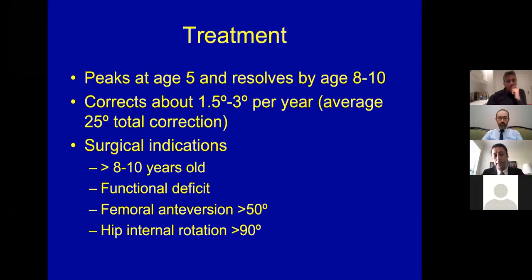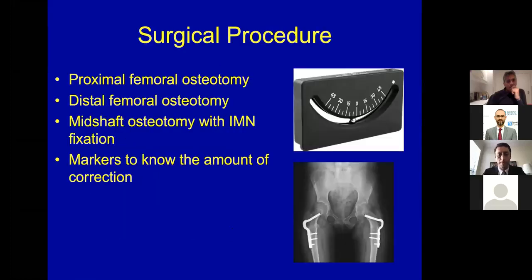If the kid is asymptomatic, has no problems, runs, is active, there is no indication for surgical intervention. So functional deficit: the patient has anterior knee pain, has limitation, or femoral anteversion over 50 degrees with marked deformities, or a patient with hip internal rotation over 90 degrees. And also, if you are not expecting that deformity to resolve spontaneously, we can address it, but we try to focus on the functional limitation as a primary indication for the surgery.